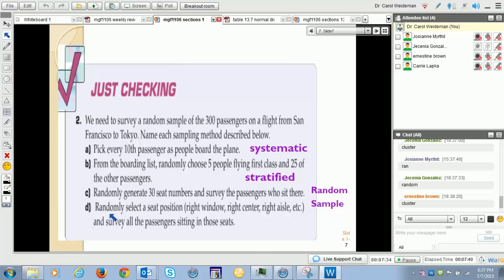Now look at this last one. Randomly select a seat position, right window, right center, right aisle, etc., and survey all the people sitting in those seats. Okay, Ernestine, here's your chance. What kind of sampling is this one? This is cluster, yes. This is cluster because we randomly selected one group and then we surveyed everybody in the seats. See the difference with this one? We have people in 2 groups. We don't randomly select the group. We use all the groups and we take a sample from each group. That's stratified.